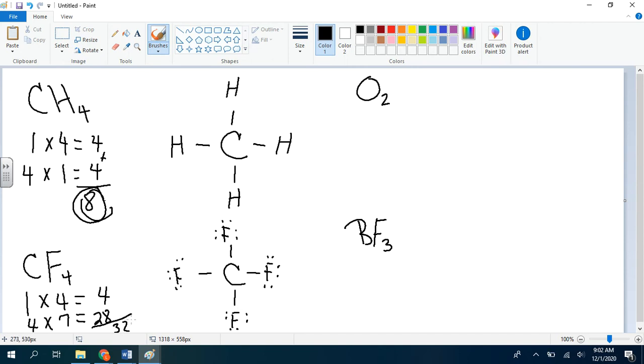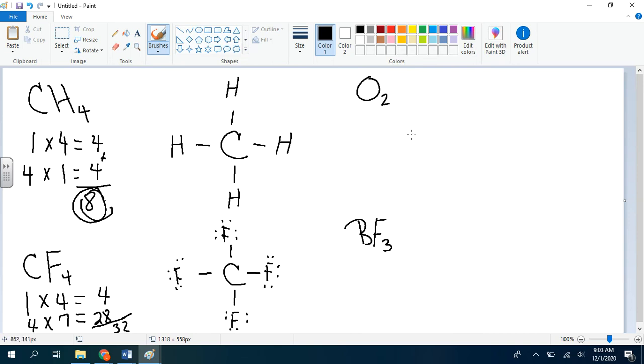Then I look at this number, 32. When I count all of these, it has to equal 32. And it does. Feel free to count, but 1, 2, 3, 4, 5, 6, 7, 8, 9, 10, 11, 12, 13, 14, 15, 16, 17, 18. Those count as 2. 19, 20, 21, 22, 23, 24, 25, 26, 27, 28, 29, 30, 31, 32. They equal each other. Okay?